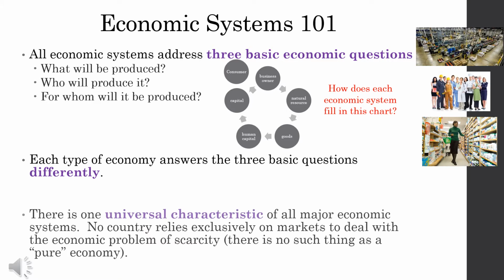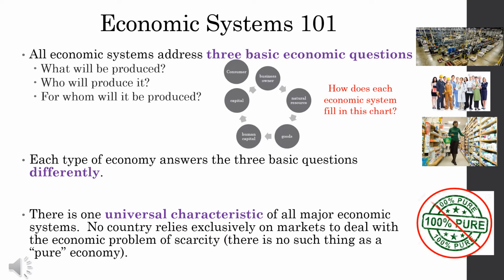However, there is one universal characteristic of all major economic systems, one thing that binds them all together. No country relies exclusively on markets to deal with the economic problem of scarcity. In other words, there is no such thing as a pure economy. There will be some involvement from the government or the ruler on how this economy works. Go to the next slide.